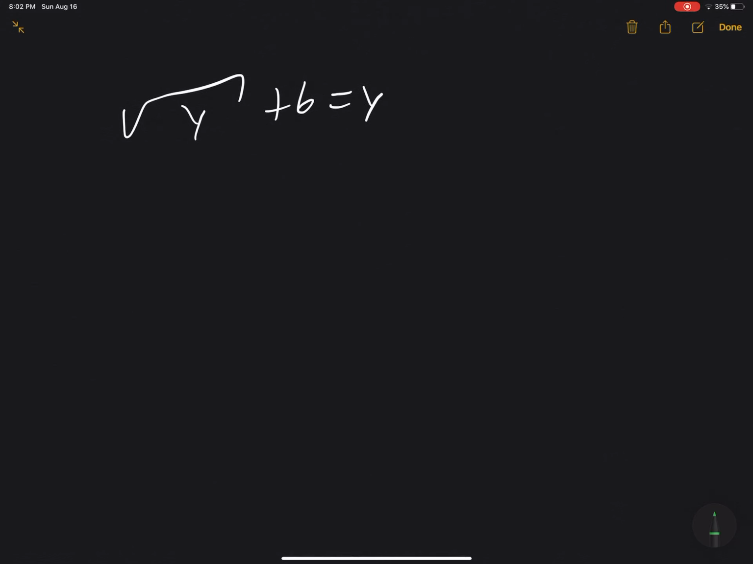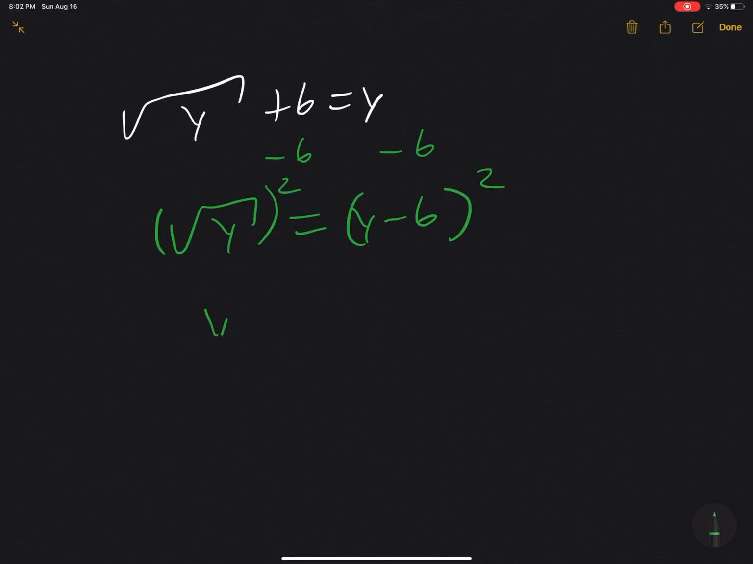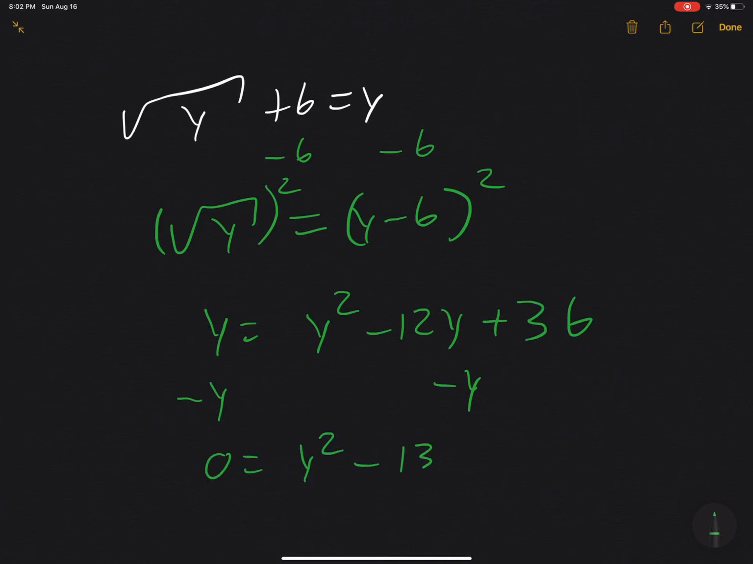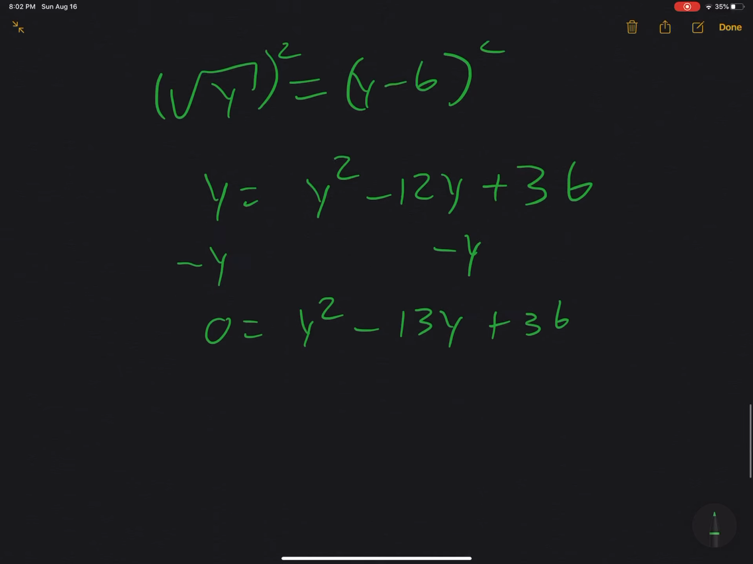Moving on, we have another one very similar. Take a minute and try it. Once again, I'll subtract 6 from both sides. I get square root of y equals y minus 6. Square both sides, and I get y is equal to y squared minus 12y plus 36. I'm going to have to factor again. Subtract y, 0 equals y squared minus 13y plus 36.